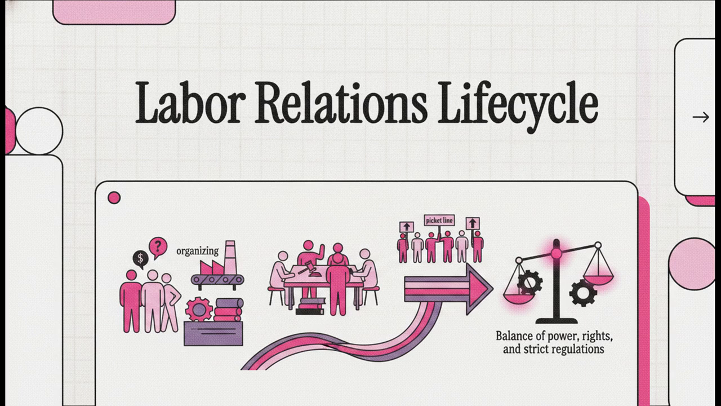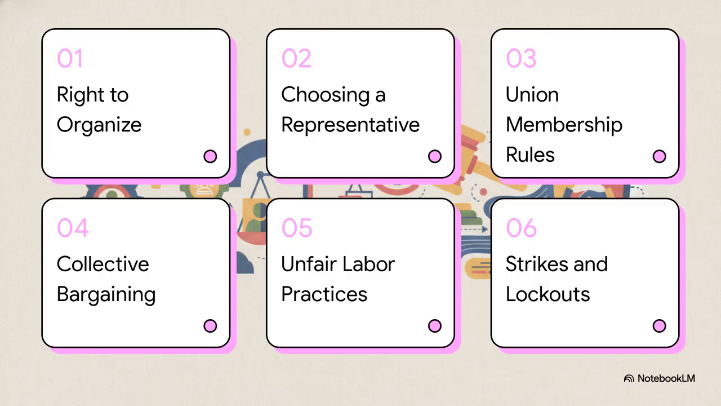So whether you're an employee, a manager, or honestly just someone curious about how the modern workplace actually operates under the law, this map we're about to unfold is absolutely essential to understanding the dynamics of the workforce. Let's get into it. Okay, let's take a quick look at our map for today. We'll be covering the right to organize, choosing a bargaining representative, rules of union membership, collective bargaining agreements, unfair labor practices, and finally, strikes, lockouts, and disputes.